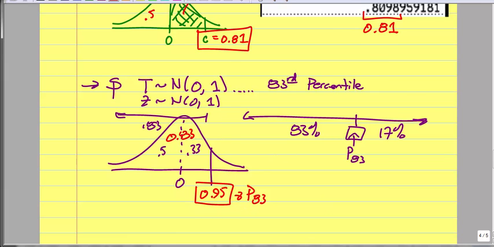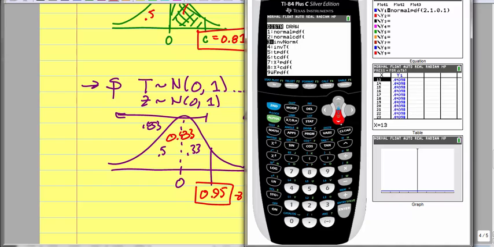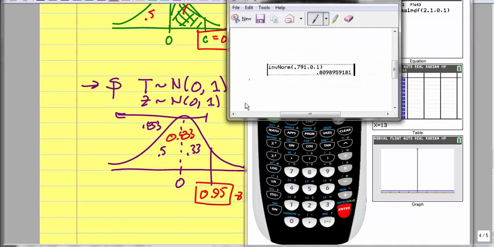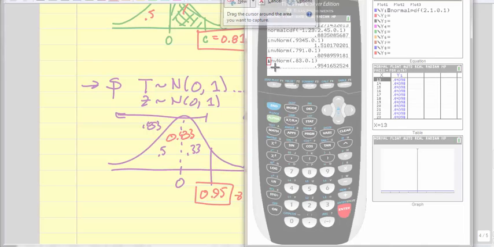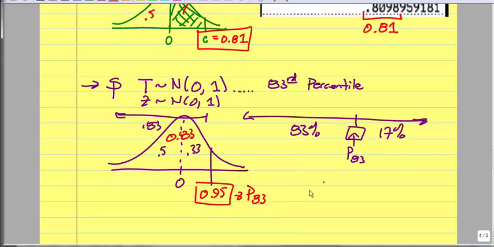Now on our calculators, the way that this would look is I would do second DISTR, inverse normal, because I know the shaded area. Now again, that shaded area is 0.83, and the calculator will be a little bit more accurate here because it can give me an exact value. The mean is 0 and the standard deviation is 1. Go ahead and hit enter. And you can see we get 0.954 here. We'll paste that in.